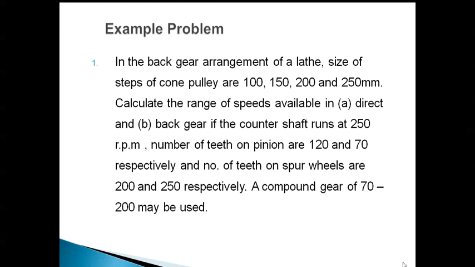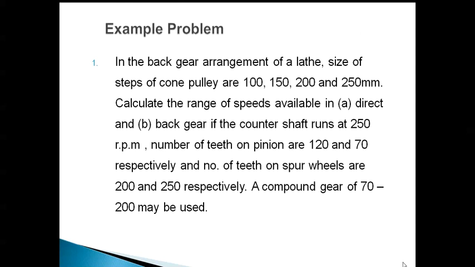So the number of teeth on the pinions are 120 and 70 respectively, and the number of teeth on the spur wheels are 200 and 250 respectively. A compound gear of 70 to 200 may be used here. So here we use the compound gear of 70 and 200 mm.